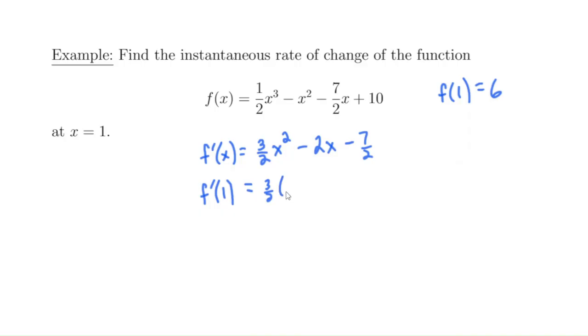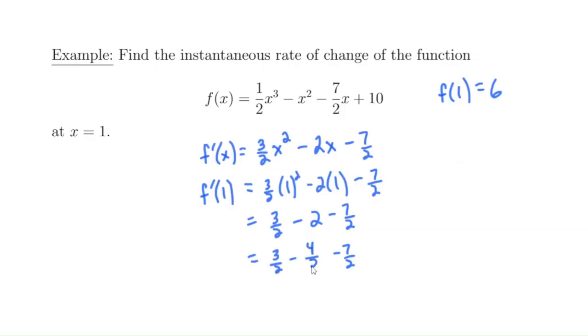We get 3/2 times 1 squared minus 2 times 1 minus 7/2. So that would just be 3/2 minus 2 minus 7/2. And we could get a common denominator here. Let's get a common denominator of 2. Notice that 2 is the same thing as 4/2. So we have 3/2 minus 4/2, that'd be negative 1/2, minus 7/2, which would be negative 8/2. Now negative 8/2 is the same thing as negative 4. So the instantaneous rate of change of this function at x equals 1 would be negative 4.